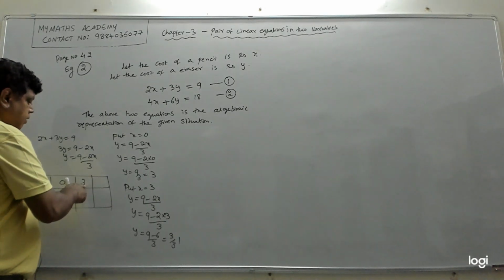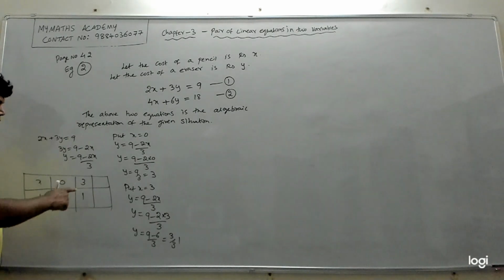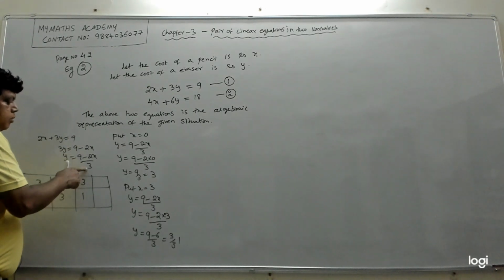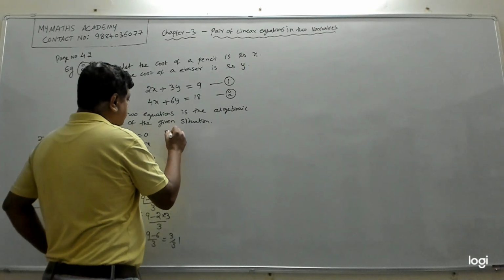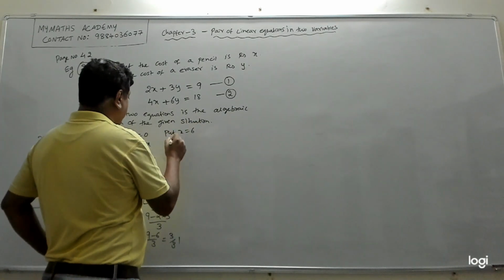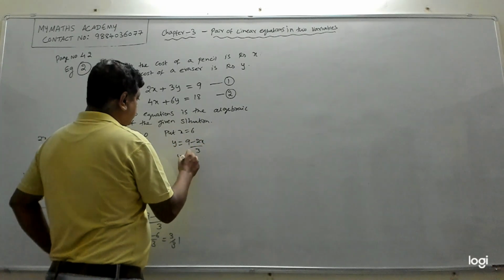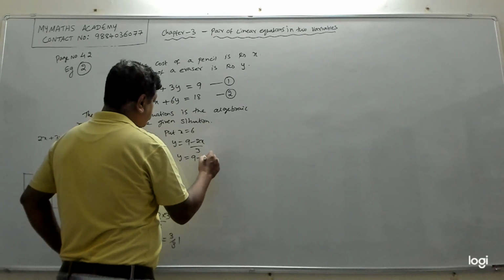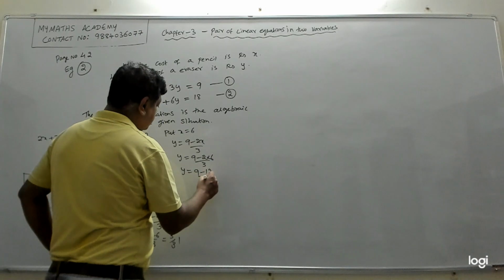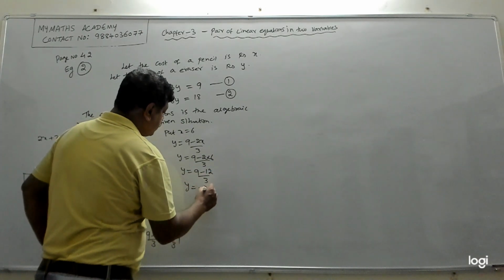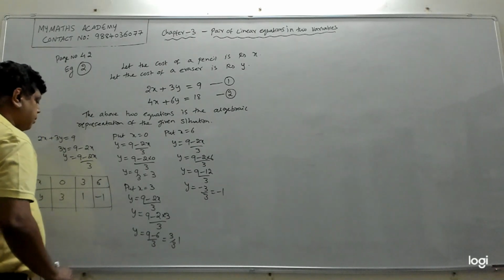Now next value will be, you add 3 more to this, right? So add 3 more to this. So 3 plus this denominator is 6. Put x equal to 6. Then what is my y? y is equal to (9 minus 2x) by 3. So y is equal to (9 minus 2 into 6) by 3. So y is equal to (9 minus 12) by 3. So y is equal to minus 3 by 3, which is minus 1. So when I put x equal to 6, I get y as minus 1.